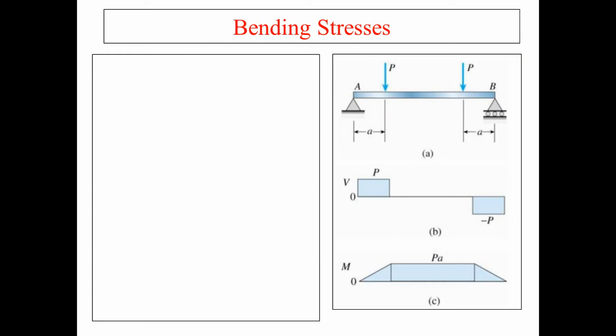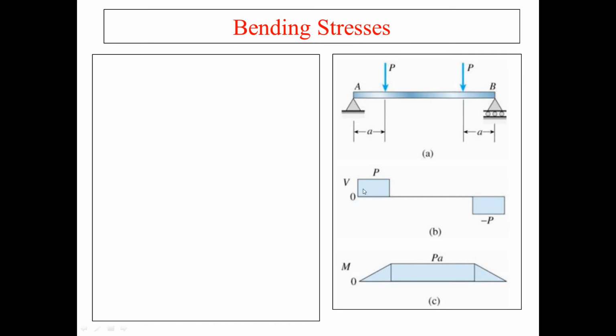So we start with the bending stresses. The picture is being shown over here. We have the loading diagram, the shear force diagram, and the bending moment diagram. In the loading diagram we have a simply supported beam with two point loads, or concentrated loads, each acting at a point. There is a hinge support and a roller support, and the loads act at a distance A.